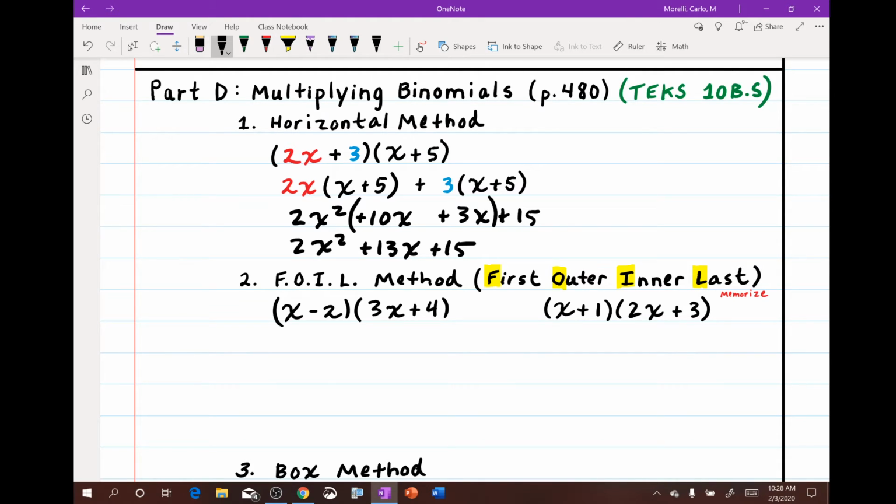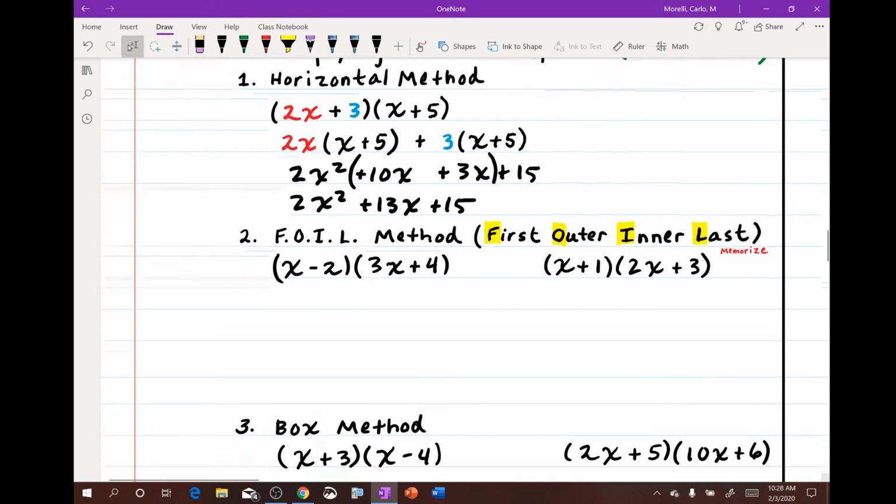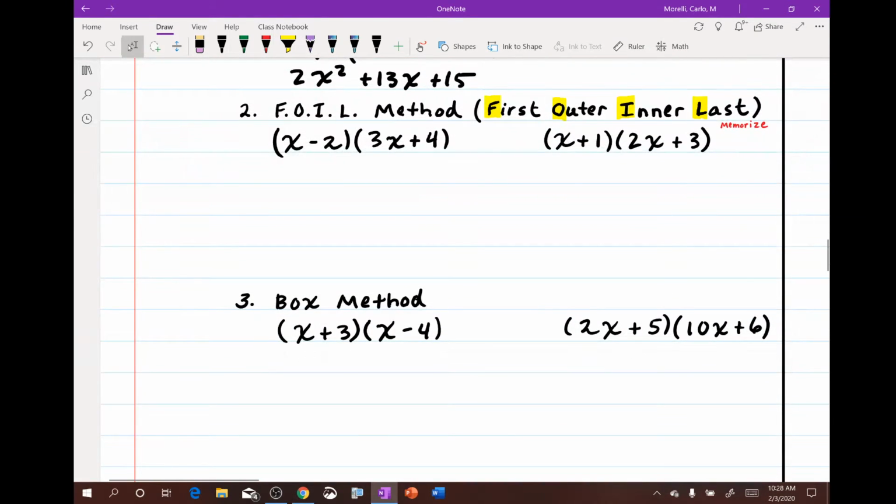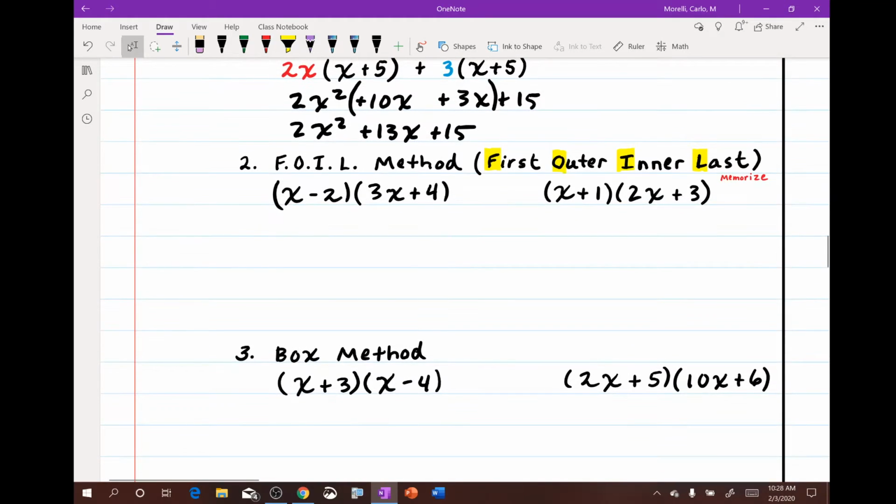The second method here, FOIL. This is really, really common method. I don't ask you to memorize much in this class, but I do need you to memorize what FOIL means. So when I say FOIL, you have to think first, outer, inner, last. We're going to say this together several times, okay?